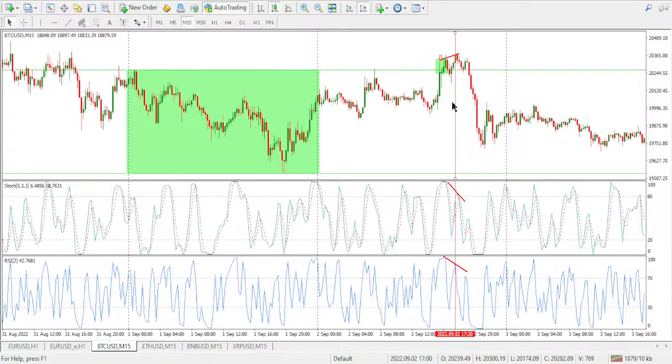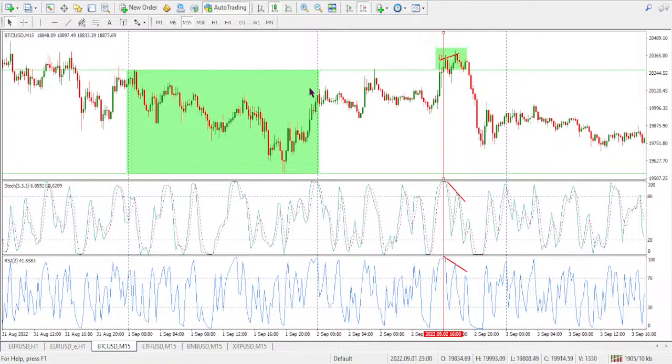So if you took a sell somewhere here, but the price fails to go down immediately, you may still wait and look for a sell, especially if the price comes back and touches that level there. So this here was a good place to look for a sell from. This was a very good place to look for a sell from.